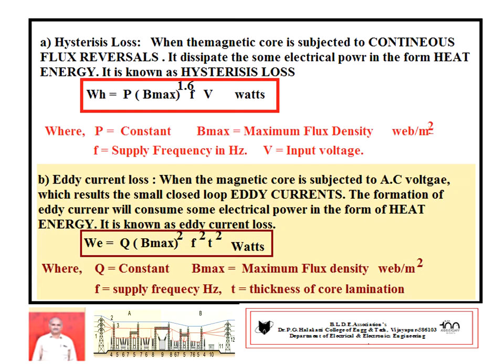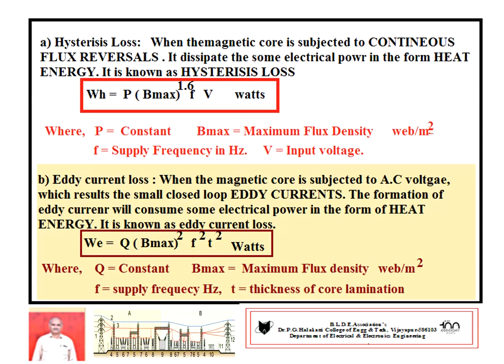So, hysteresis loss occurs when a magnetic core is subjected to continuous flux reversals. It is already well known that the flux developed inside the magnetic core is alternating and completes 50 cycles in 1 second, that is 50 Hz. Due to these continuous flux reversals, some electrical power dissipates in the form of heat energy. Such a loss is referred to as hysteresis loss.